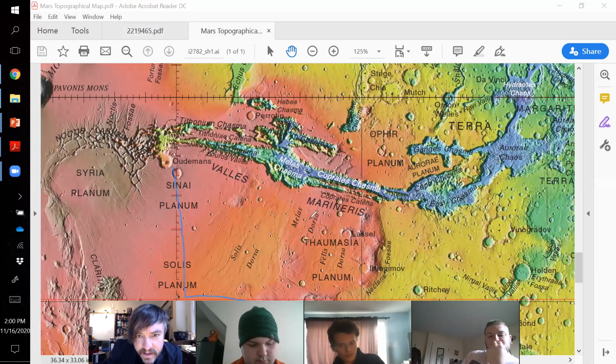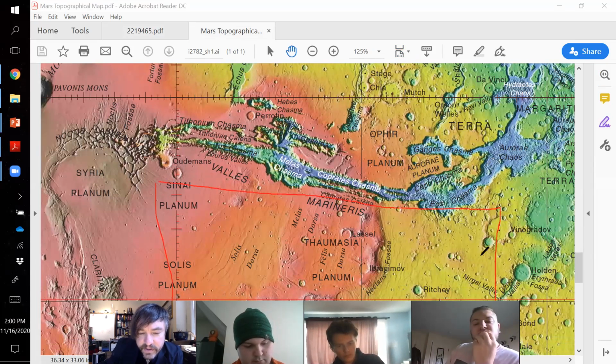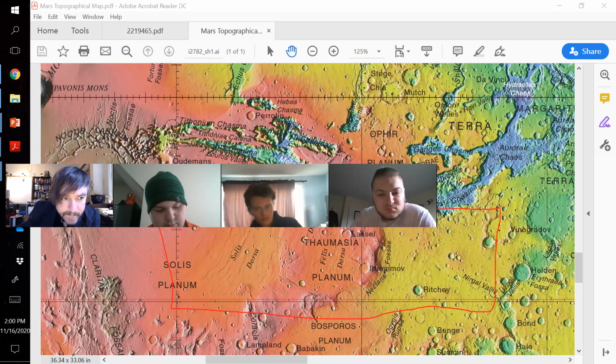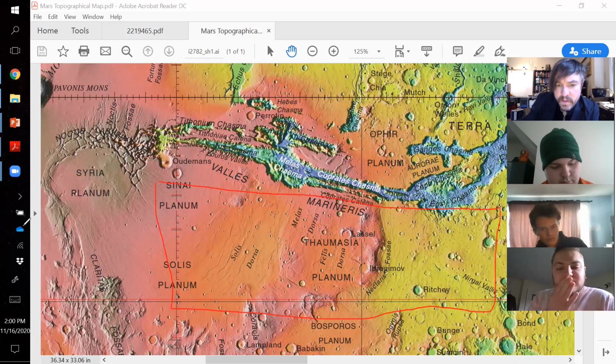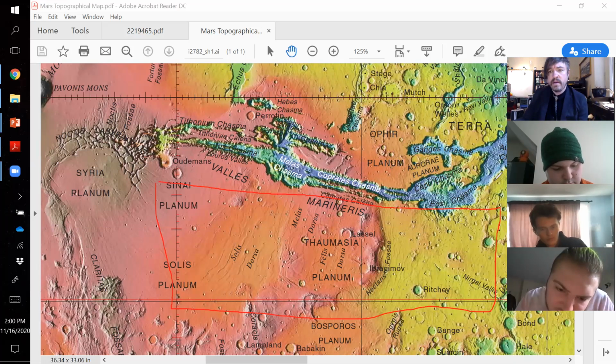Let me change to red because I think it has slightly better contrast ratio. They're asking us to compare this area here, south of the canyon in that range. Do you guys see a geological boundary forming somewhere? Yeah. Where? What is the boundary? A vertical boundary. Nectaris Fossae.